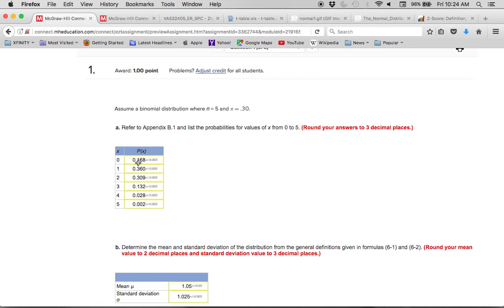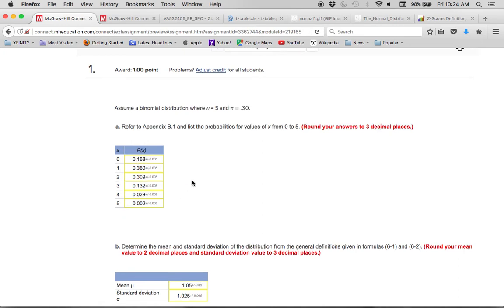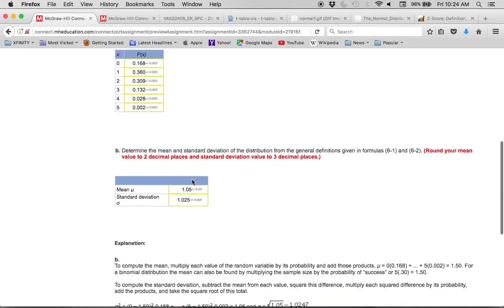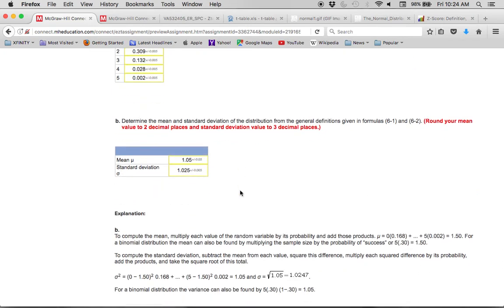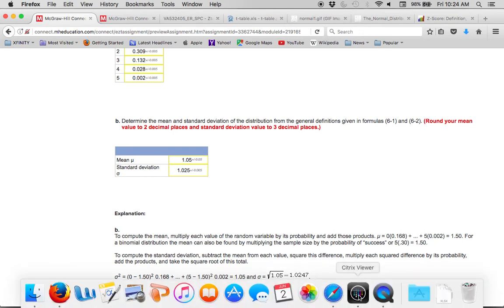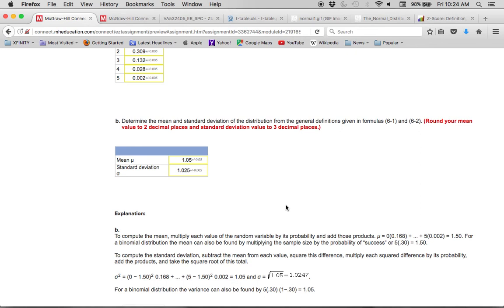Make sure it's to the decimal point here. Okay, and now finding mean and standard deviation. Now on your Excel file, for the mean and standard deviation, we use the formulas that we were given, but here they ask you to use a general definition, right? The general definition.